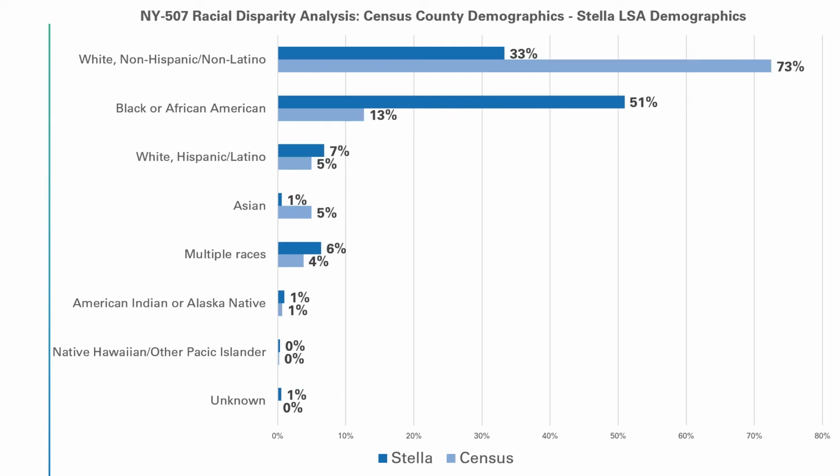Now we can move on to New York 507 right here, Schenectady County COC. And we see a much similar pattern. So once again, although white non-Hispanic make up 73% of the census population in the county, they are only a third of those served in the homelessness system according to the HMIS. Now, a similar thing here, only 13% of the population is Black or African American, yet they make up half of the homelessness system and those served.